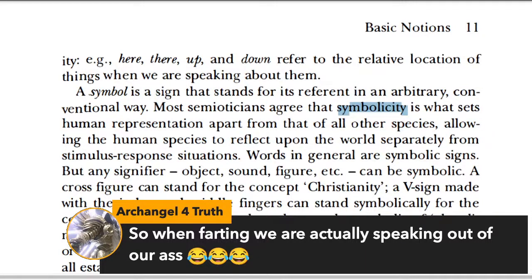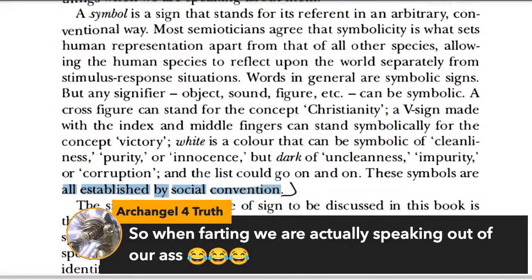Symbolicity, right? Symbolic signs. Words, in general, are symbolic signs, but any signifier, object, sound, figure, etc., can be symbolic. A cross figure can stand for the concept Christianity. A V sign made with the index and the middle fingers can stand symbolically for the concept victory. White is a color that can be symbolic of cleanliness, purity, or innocence, but dark of uncleanliness, impurity, or corruption. And the list could go on and on. These symbols are all established by social convention.